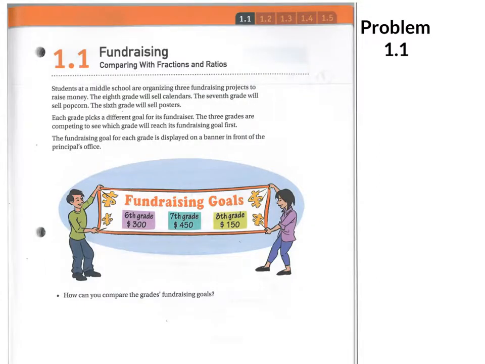So in problem 1.1, you will be reading about a fundraising goal. So you're raising money to use for certain things at a school. And we're going to make comparisons with fractions and ratios. So we know what fractions are. I'm not so sure you know what a ratio is. We'll get to that in a later lesson. Pause the video and read the problem.